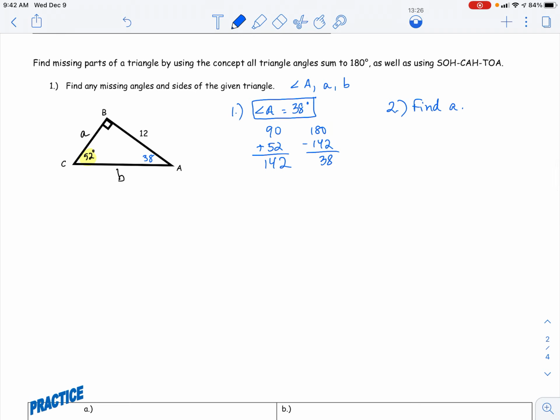Okay, so let's look at this. So I have to figure out, here's A. According to my angle of 52, I don't know whether I should use sine, cosine, or tangent. Well, let's think about that. So we have SOHCAHTOA, right? SOHCAHTOA. And if I'm looking for A, where it sits according to that 52-degree angle, it looks like it's an adjacent side. So whichever one of these three I choose has to at least have an adjacent side in the ratio. So sine does not. But cosine and tangent do.